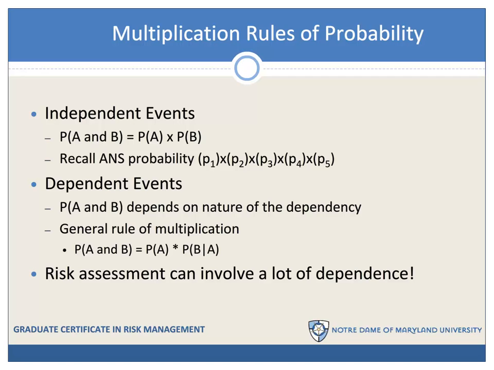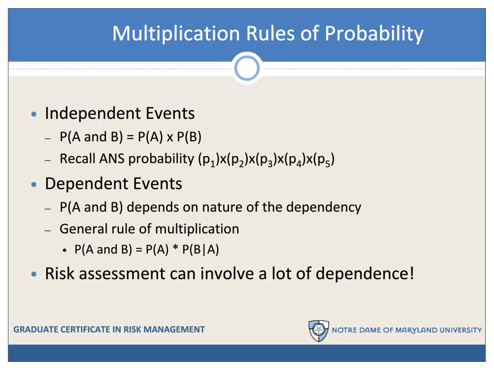In that case, the joint probability that A and B occur together depends on the nature of the dependency. That is usually in the realm of the world of physics. How does one occurrence affect another occurrence? When we're dealing with dependent events like this, the general rule of multiplication applies. So there is no nice, neat way to do it like you have for independent events. We have what appears in the next bullet.